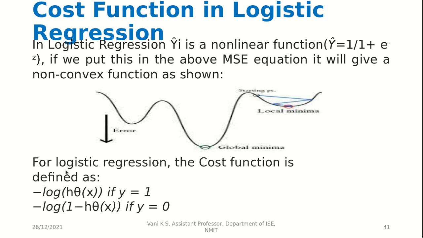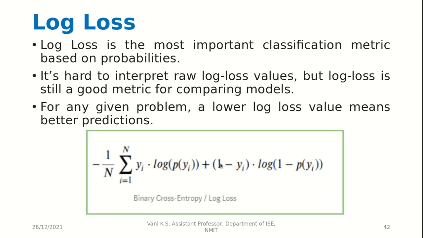So for logistic regression, the cost function is defined as minus log of h theta of x if y is equal to 1, and if y is equal to 0, we use minus log of 1 minus this. Then we can call it log loss. Log loss is the most important classification metric based on probabilities. It is hard to interpret raw log loss values, but log loss is still a good metric for comparing models. So if we are asked about the disadvantages, it is hard to interpret the raw log loss, but still it is a very good metric for comparing certain models.